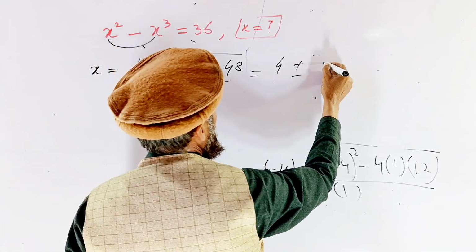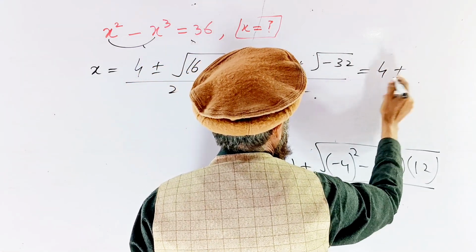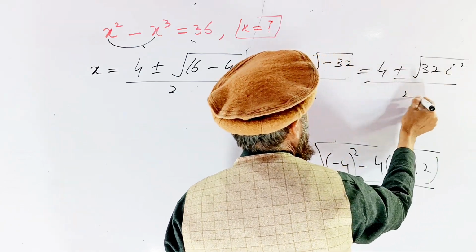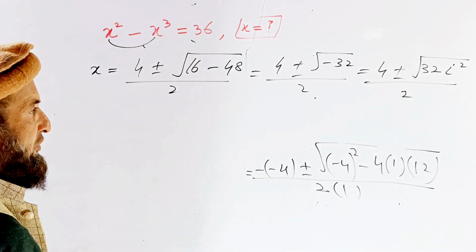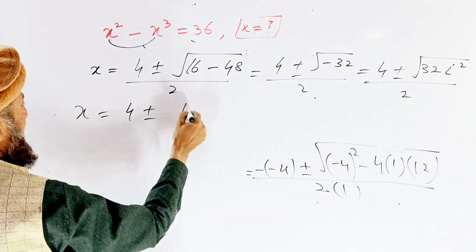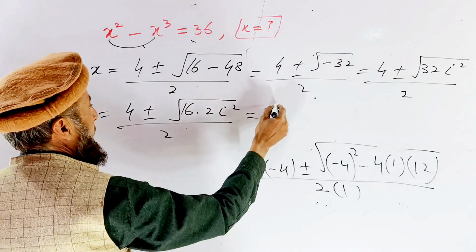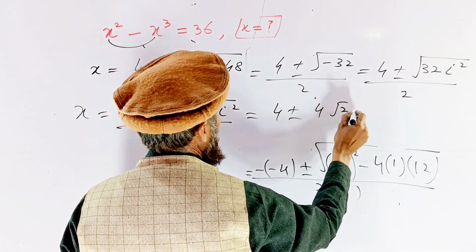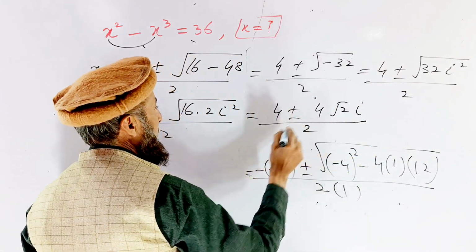We get here minus 32 under the square root divided by 2, which is equal to 4 plus minus. Minus, we can write 32 iota square divided by 2. Now 32 we can write under the square root as 16 multiplied by 2. X is equal to 4 plus minus the square root of 16 multiplied by 2 iota square divided by 2. The square root of 16 is 4, the square root of 2 remains under the root, and iota square is cancelled with the square root, divided by 2.